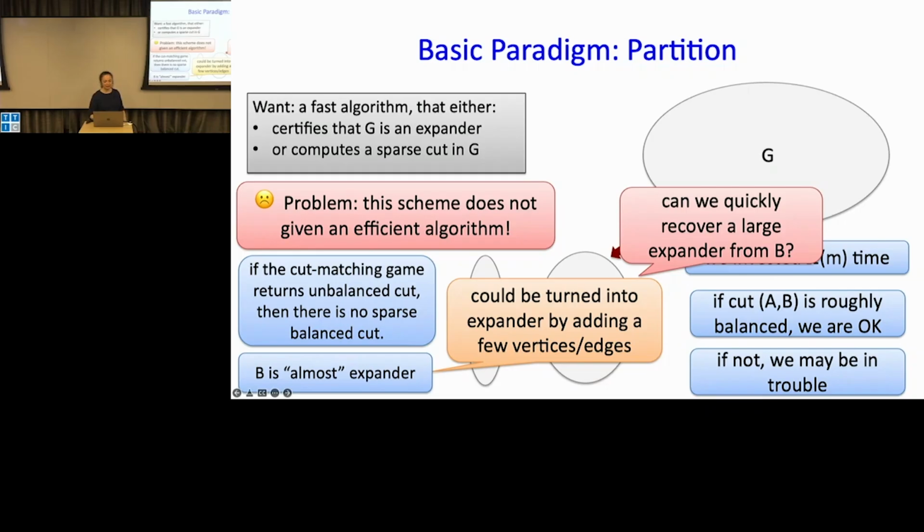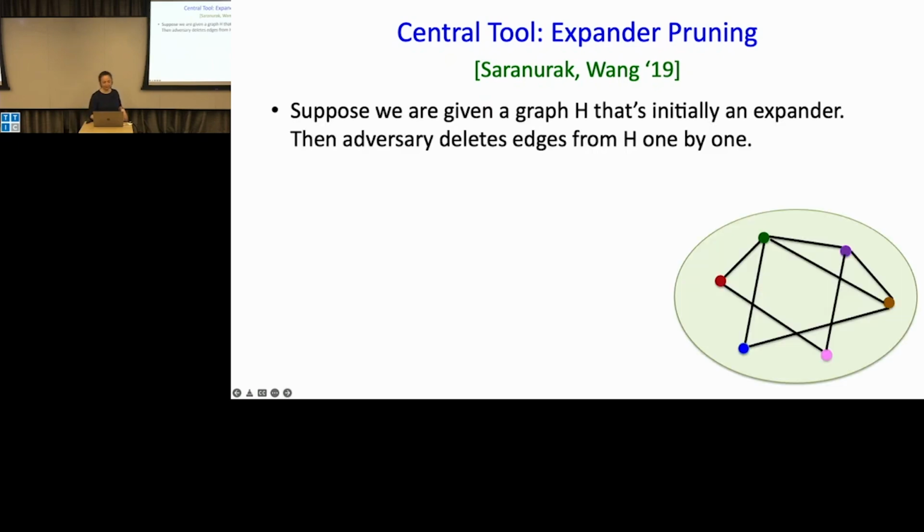So it turns out that we can. An essential tool that is used for this is expander pruning, which is a really cool tool, and it's interesting in its own right, and is used in all kinds of places. So now I'm going to define this expander pruning, and it's a completely abstract thing, not connected to what we did so far. In expander pruning, we're given a graph that's initially an expander, and then an adversary comes and starts deleting edges from this graph one by one.